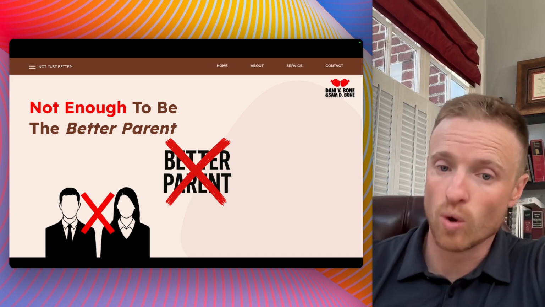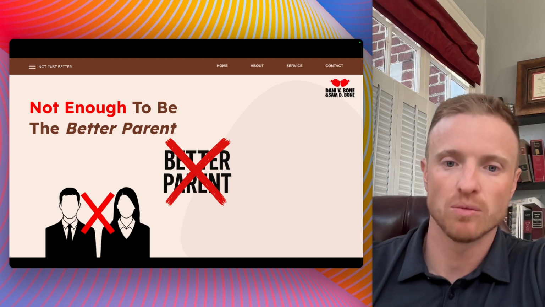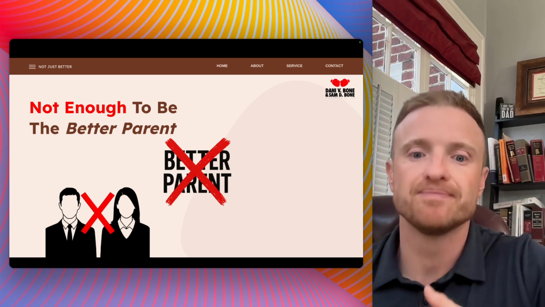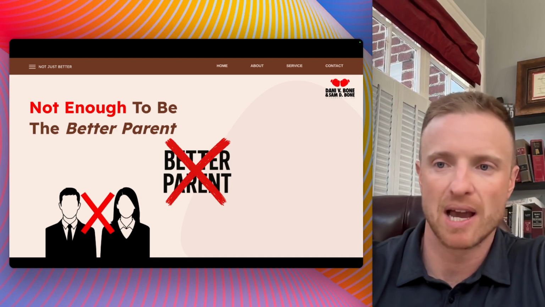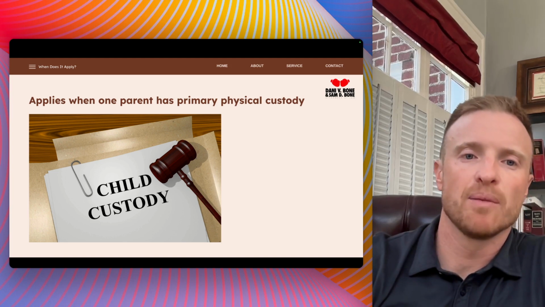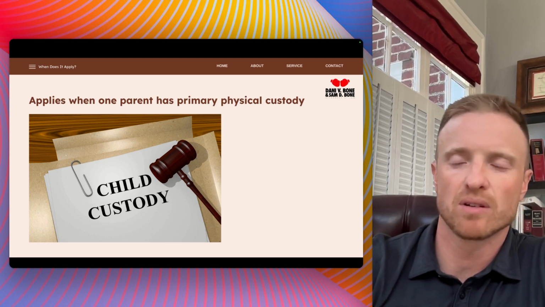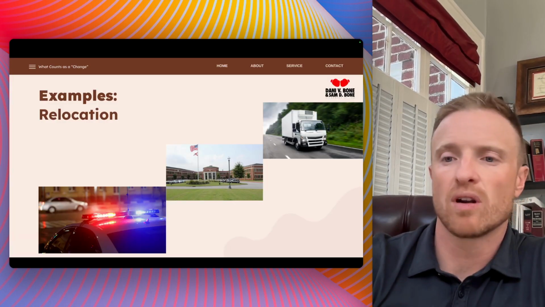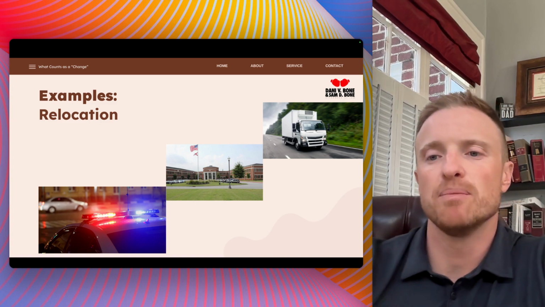In the initial divorce, it's the best interest of the child, which being the better parent may matter at that point, but that's not what matters here. This goes over again. It applies when one parent has primary physical custody. We've already got that designation. So what are examples that could meet that?